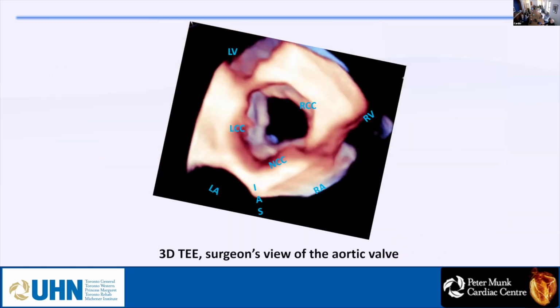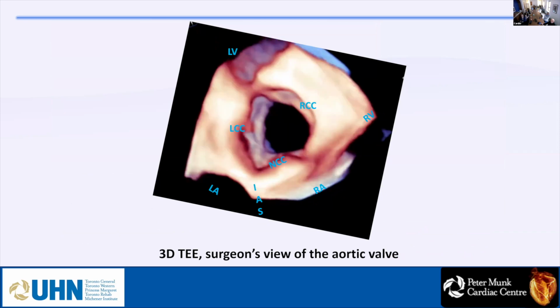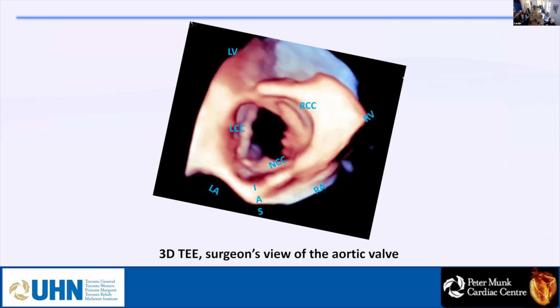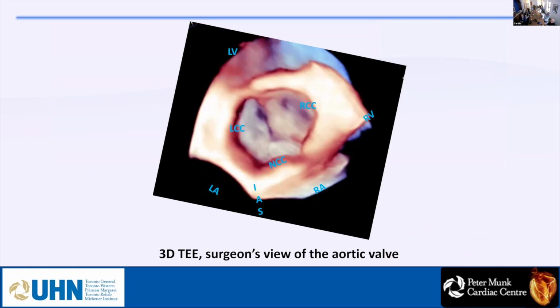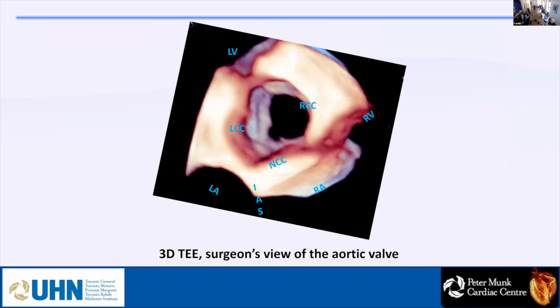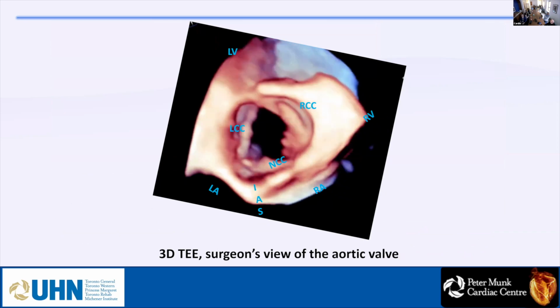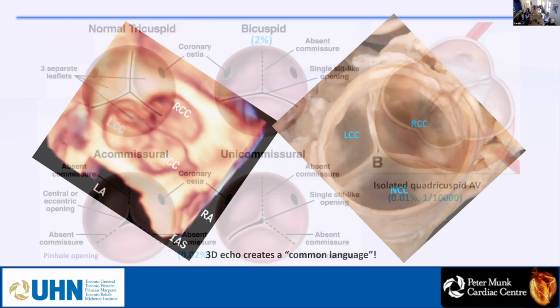And this is the technology that we have today, 3D of the aortic valve. This is a surgical view. The surgeon is standing below the picture, with the non-coronary cusp, right coronary cusp, and left coronary cusp. If you want to show this 3D of the aortic valve, you have to show it this way so that we can create a common language with the surgeon. And this is very similar to the cadaver.